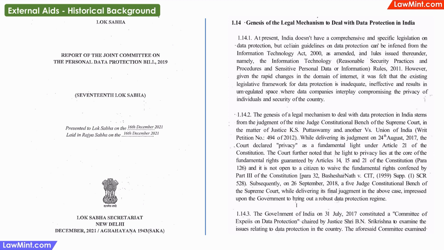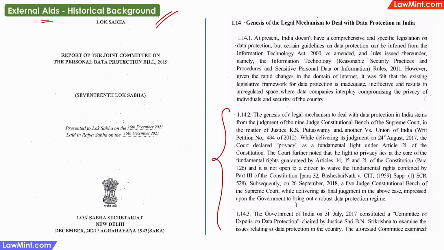We can start the discussion on external aids to interpretation with the historical background of the statute, which is usually available in the parliamentary reports on the bill before it became an act. The historical background tells us why the bill was needed in the first place, what were the steps that were followed to draft the bill, and also how it became an act. And all of this is quite helpful in understanding the true objective of the bill or the act. Historical background can also tell us if the statute is currently relevant or not.